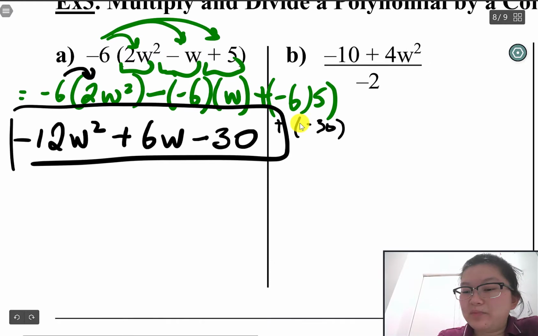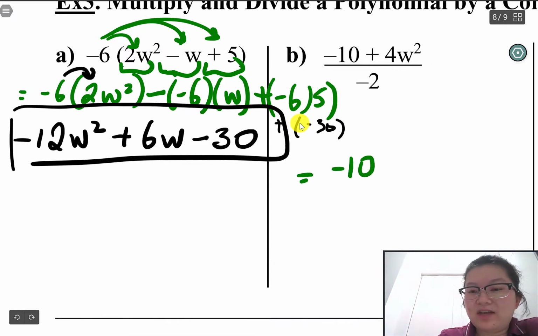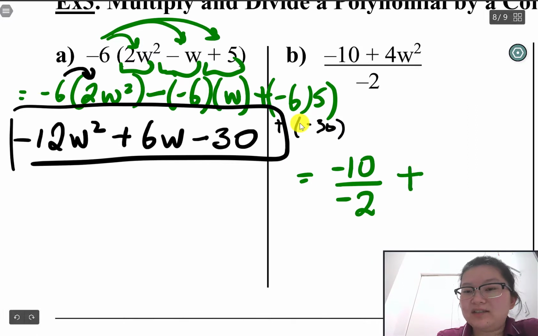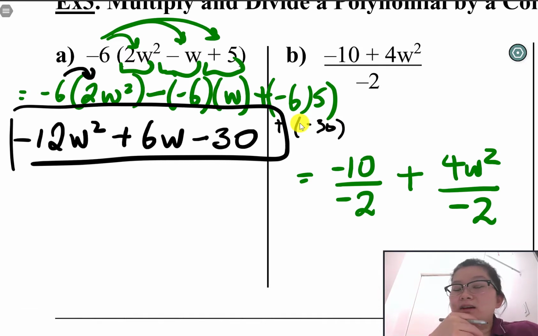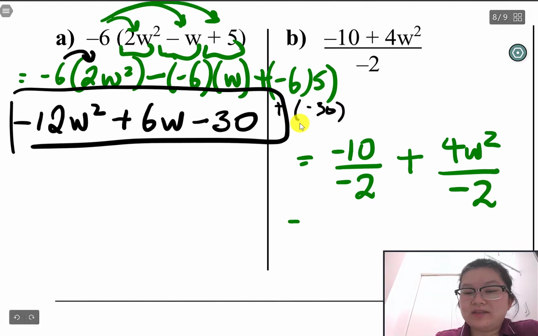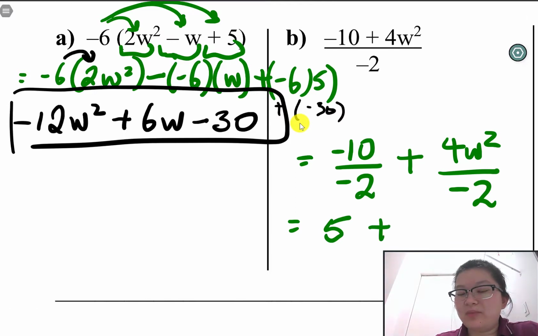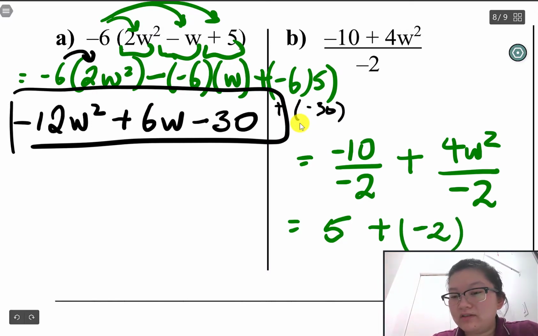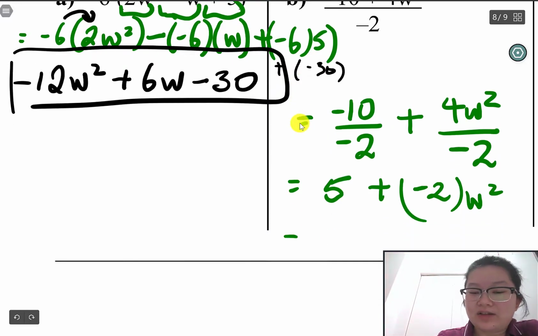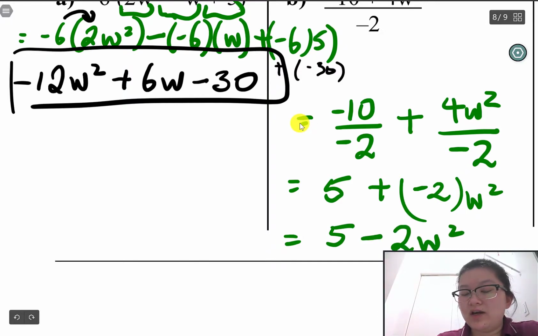That's A. Next up, B. Okay, B, I'm going to have -10 over -2 plus 4w squared divided by -2. Every time I'm dividing everything on the bottom. So then this is going to give me -10 divided by -2. This is going to be positive 5 because I have two negatives. And then I have plus, but wait, this is 4 divided by -2. That's going to give us -2w squared.